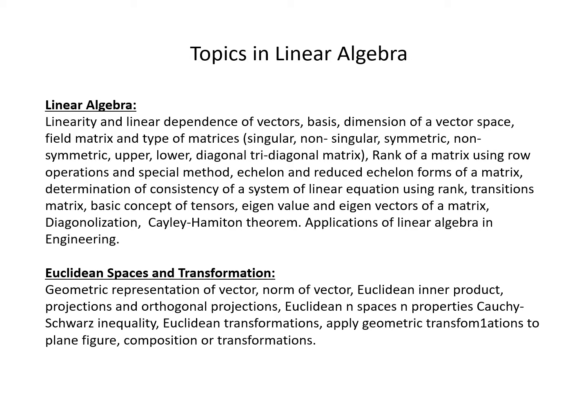The topics in the linear algebra section are following. First topic is linearity and linear dependence of vectors, basis and dimension of vector space. In this topic we may define every vector which belongs to a vector space. For example, we have a vector space R3. Each and every vector of R3 may be defined by using the basis. In order to define the basis, we must find out the linearity and spanning of the vectors. We will see in detail when we start the topic.